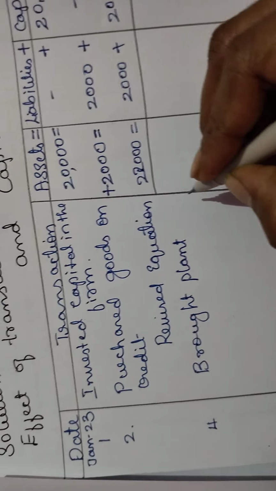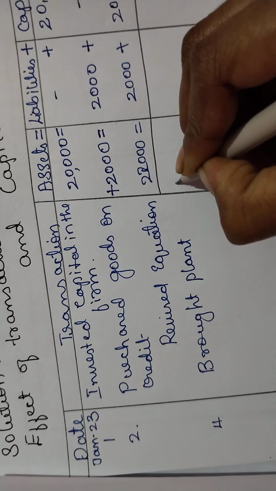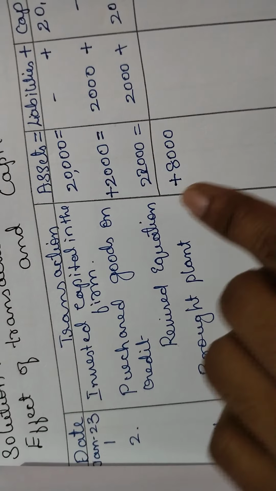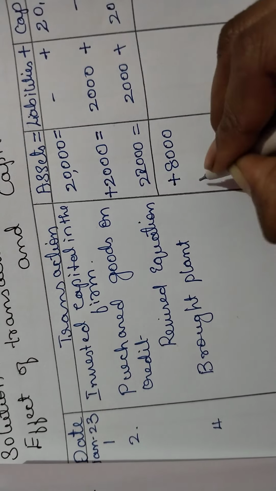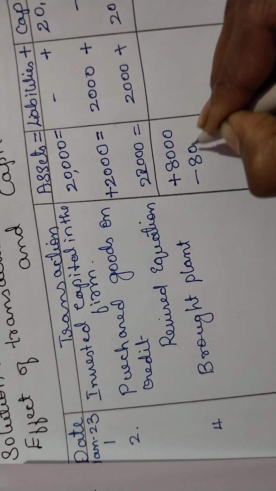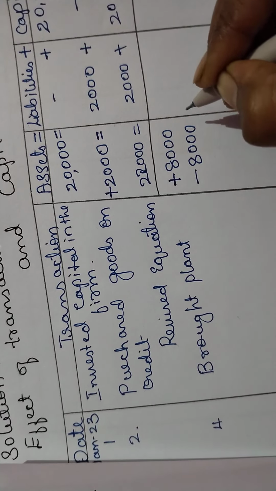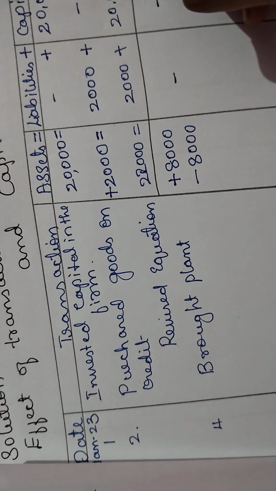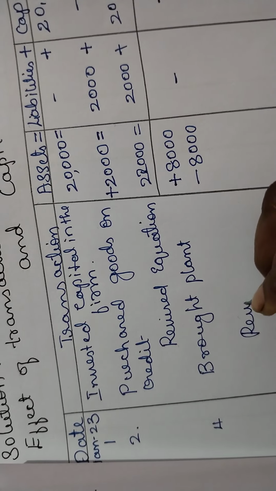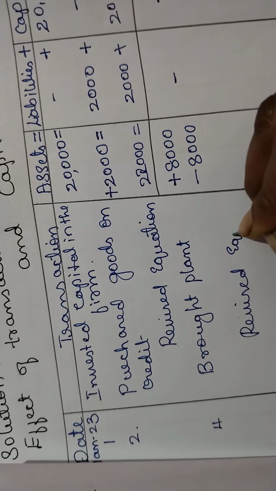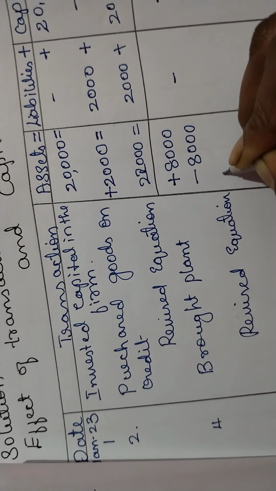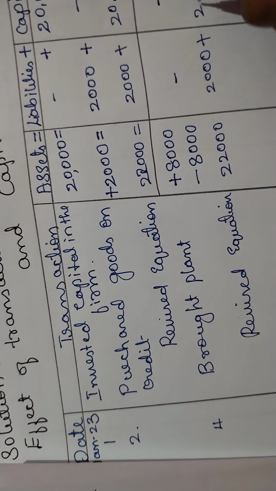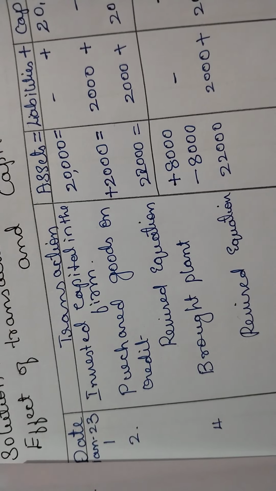So how are we showing that effect? What is the amount of plant? Plus 8,000, that is, you have received the plant, and minus 8,000, you paid the cash, and there is no change in the liability and capital. So your revised equation is 22,000 equals 2,000 plus 20,000. The equation is remaining the same, right?